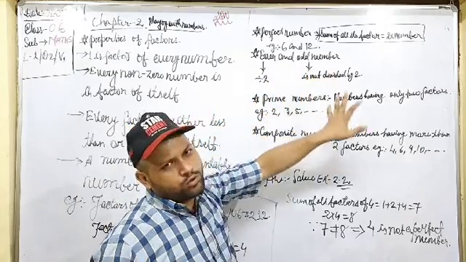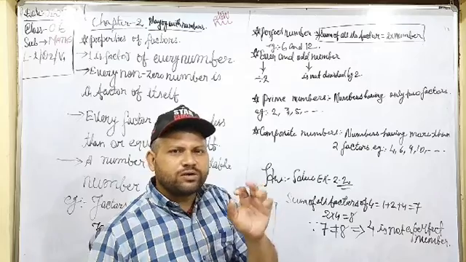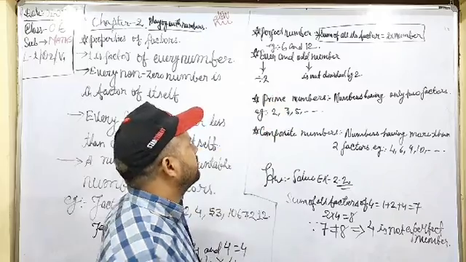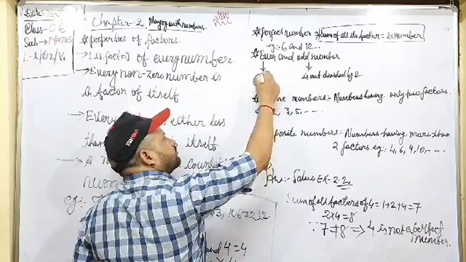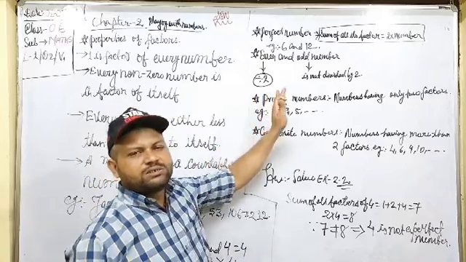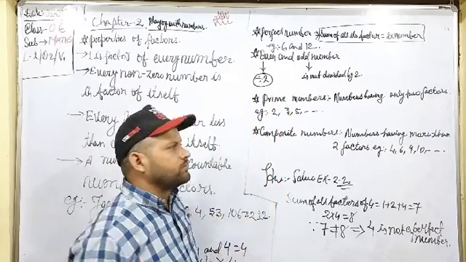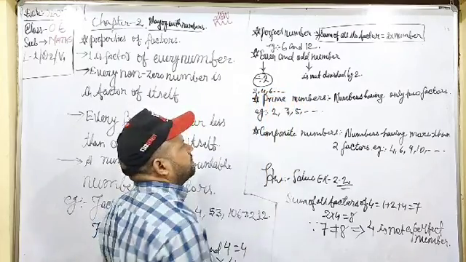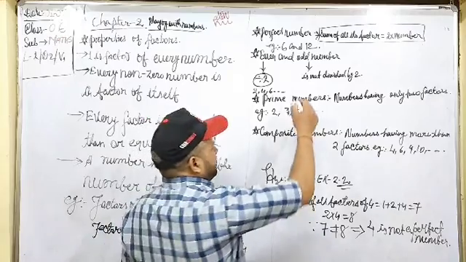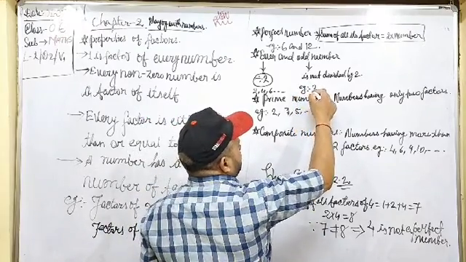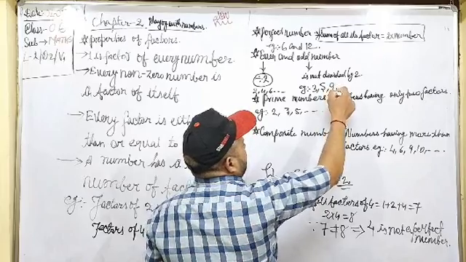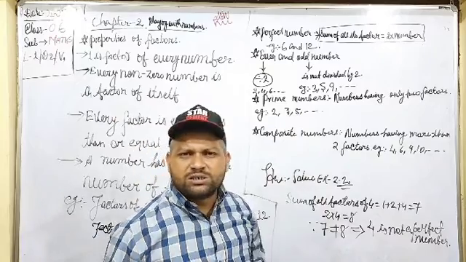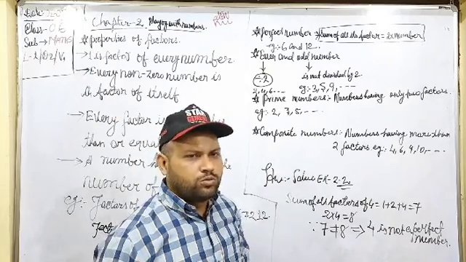Now even number and odd number, very simple things. The number which is divisible by 2 is called an even number. As I have written here, if the number is divisible by 2, then it is called an even number. For example, 2, 4, 6, etc. And odd numbers, for example, 3, 5, 9 and so on. These are odd numbers because they are not divisible by 2.